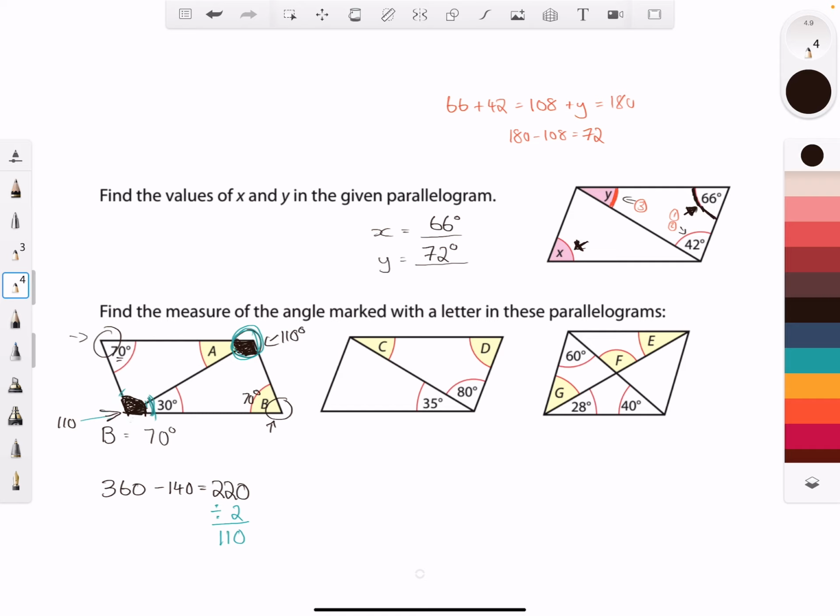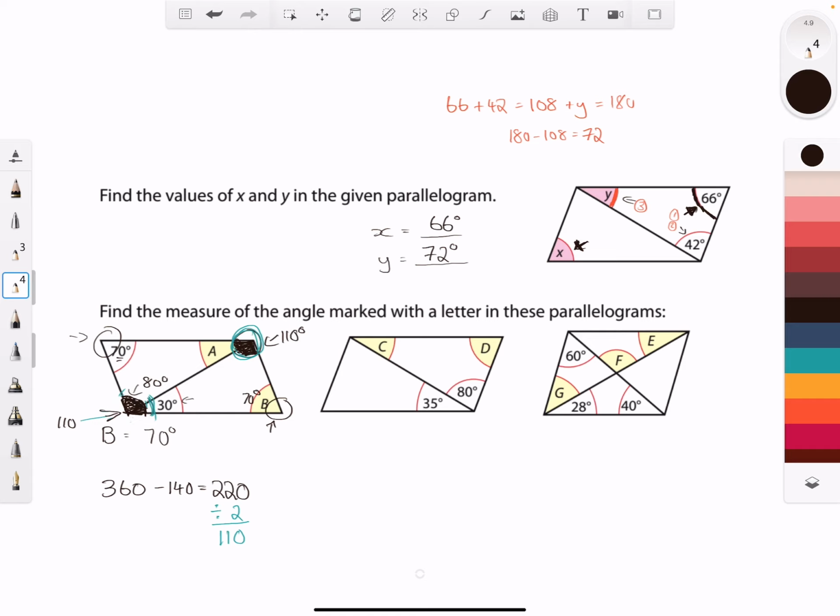Now, I know that this is 30, yeah? So what is this? That must be the difference between 110 and 30, which is 80. So this must be 80 degrees. There's a lot in these sums. You kind of have to figure one thing out and then you have to add a few other things.